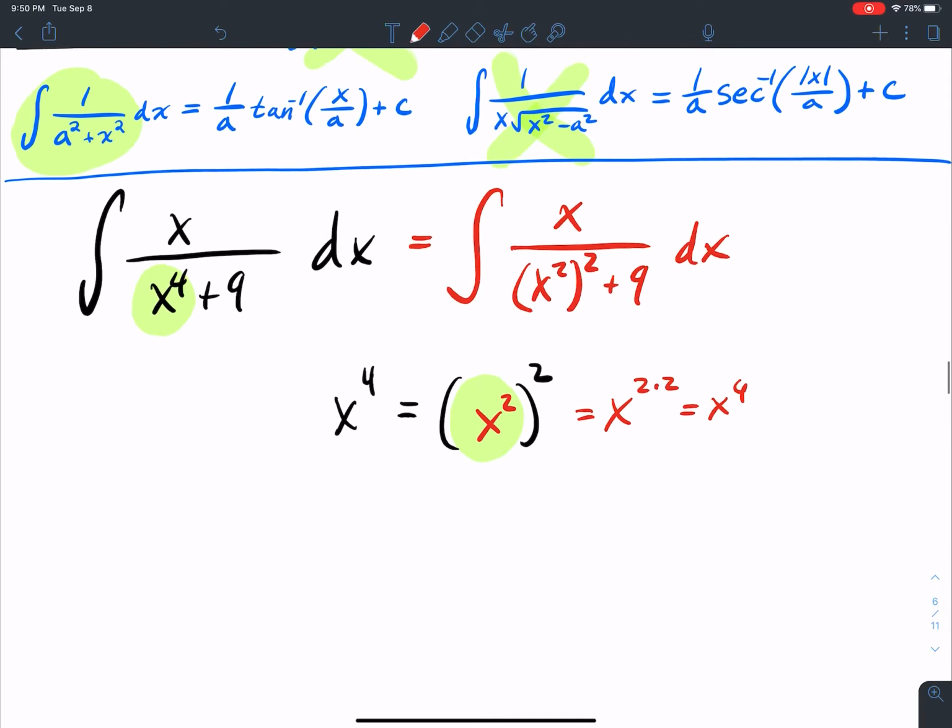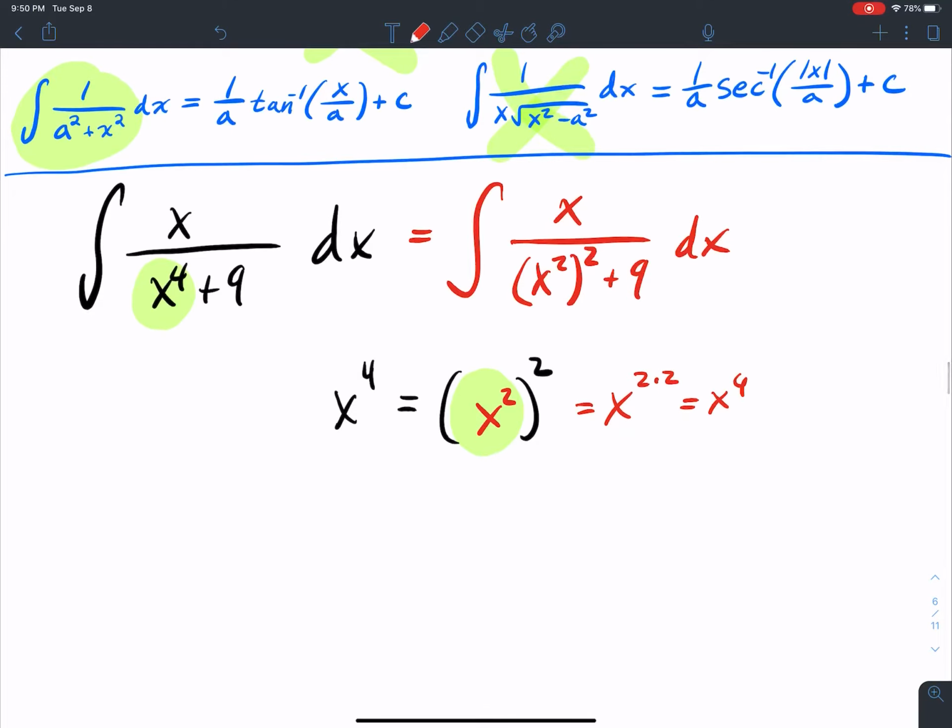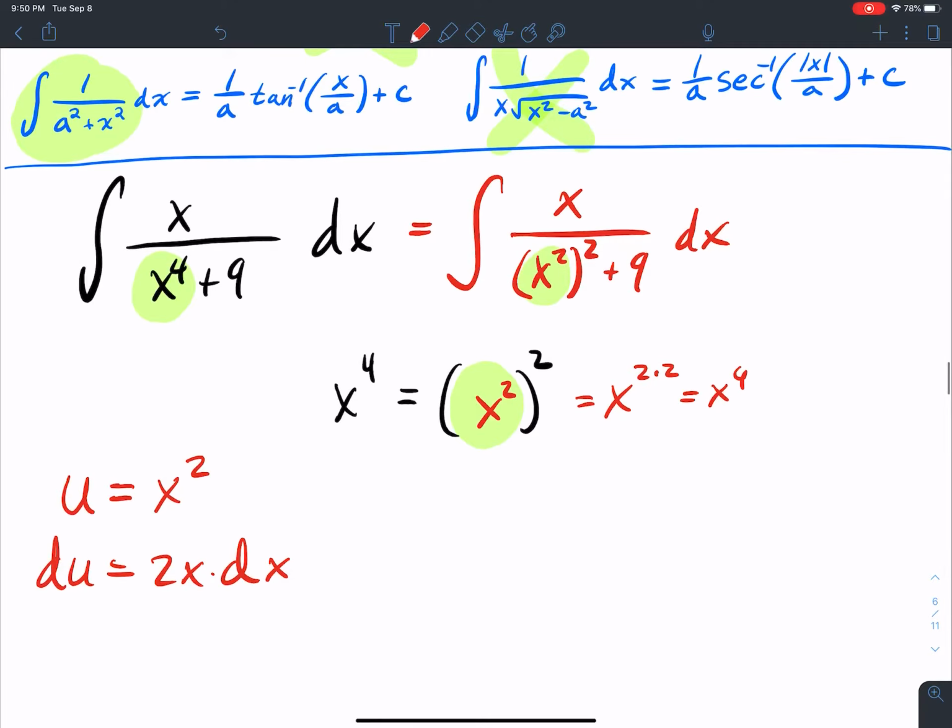So what do I have now? I've got a u equal to x squared, because if I can substitute out, I'll have something squared, right? And so du is 2x dx, the differential. Now, I don't have a 2x up top. I have an x dx, right?